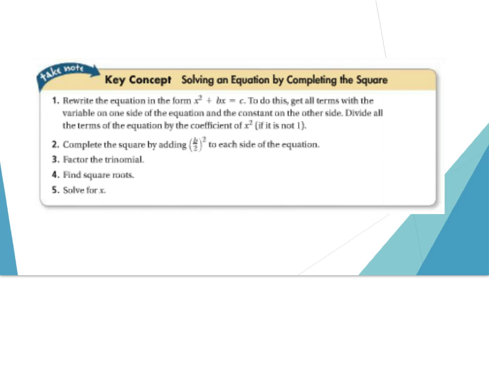Okay, in our key concept, we are trying to solve an equation by completing the square. For the most part, we kind of just did this, except we were given our c term. Now, in the future, when we're not given our c term, we have to rewrite a few things to be able to solve by completing the square. So I'm going to give you a second just to read over that.